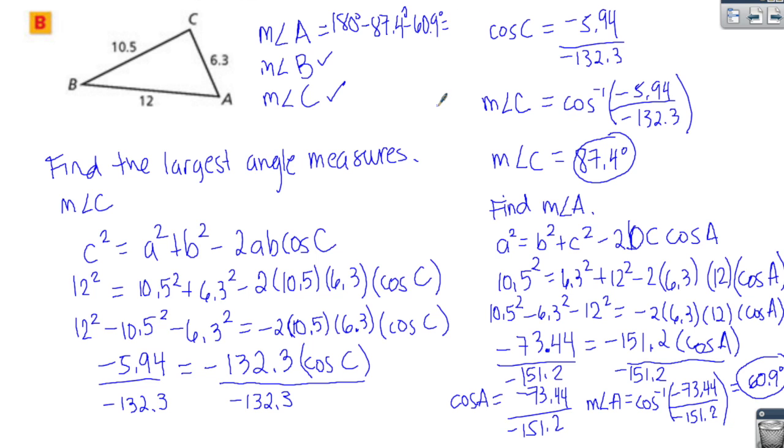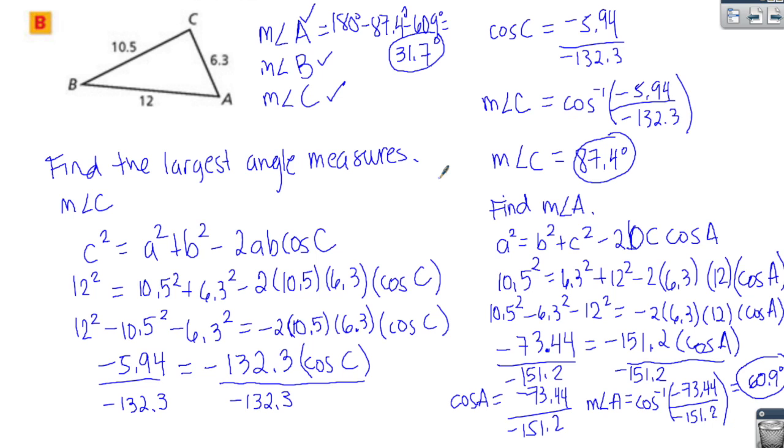Okay, so I think we're going to be able to say that the measure of angle A would be just about 31.7 degrees. Okay, all right, right here. So now you've actually found all the three unknown parts, which means you've solved the triangle.